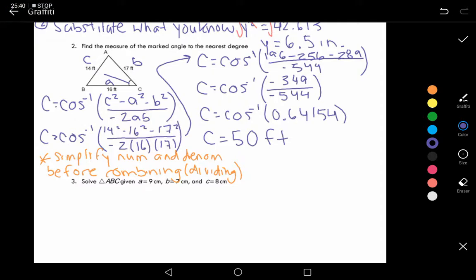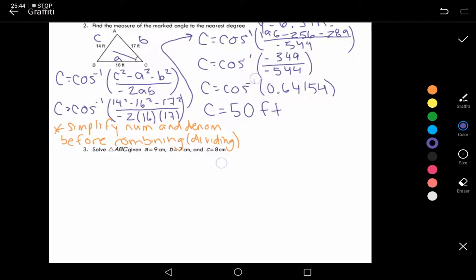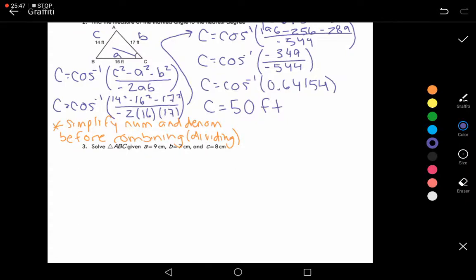So one last example here. I'm going to draw out the triangle, but I'm going to have you actually solve this one on your own. So make sure you're doing that. It says solve triangle ABC, given that A is 9 centimeters, B is 7 centimeters, and C is 8 centimeters. So obviously, when you're not given a sketch, it's always best to create one.